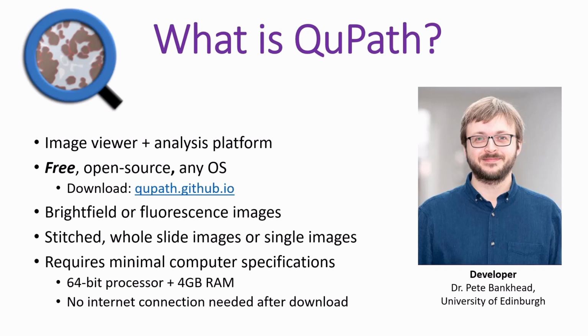And it requires pretty minimal computer specifications. It needs a 64-bit processor and at least 4 GB of RAM. Particularly with larger images, the more RAM you have, the faster your whole analysis will go, but 4 gigs is all you need to get started. And after the program is downloaded, you don't need an internet connection anymore. On the right there is the developer of QuPath, Dr. Pete Bankhead at the University of Edinburgh in Scotland.